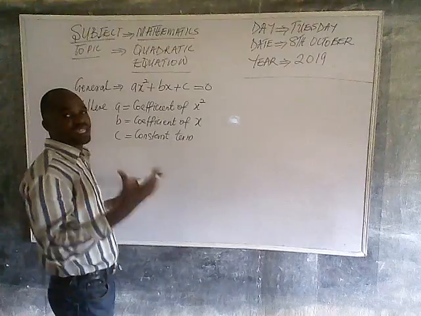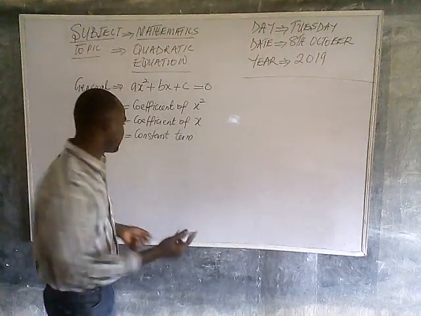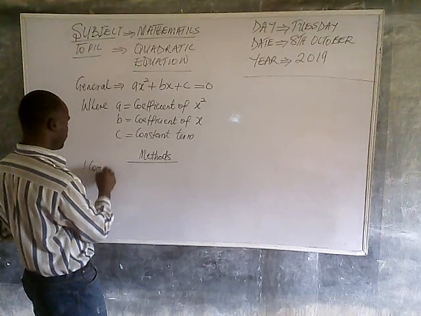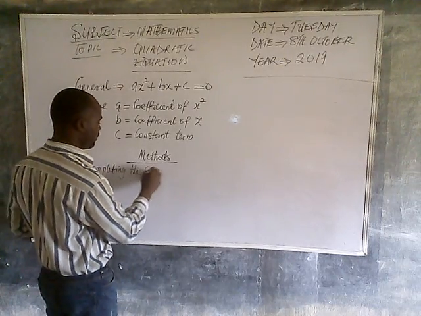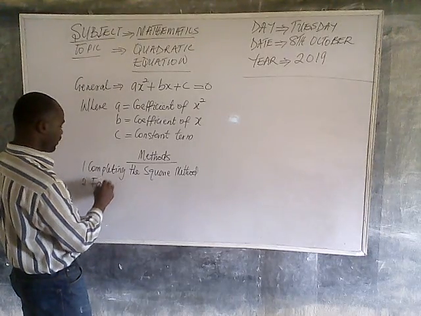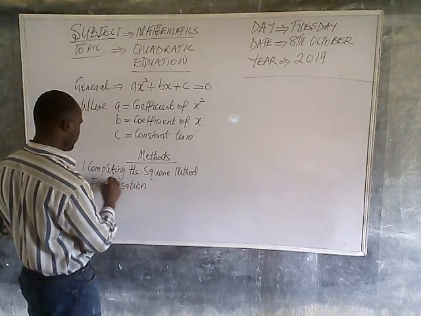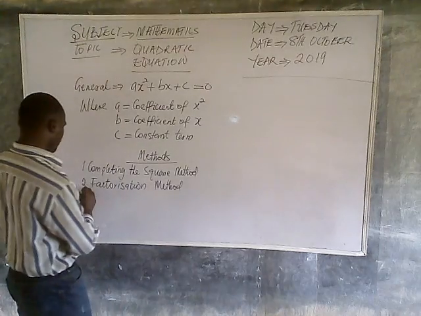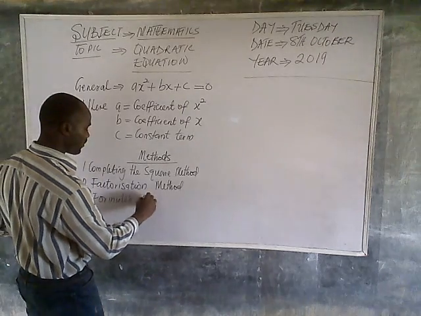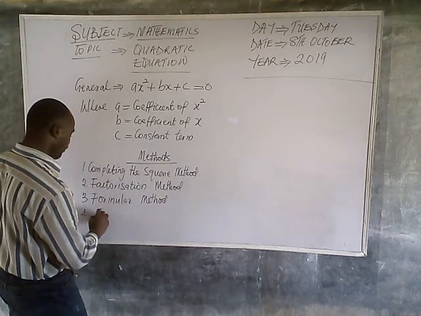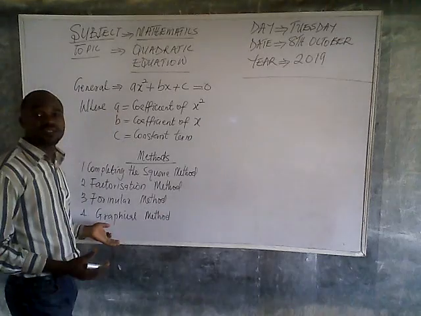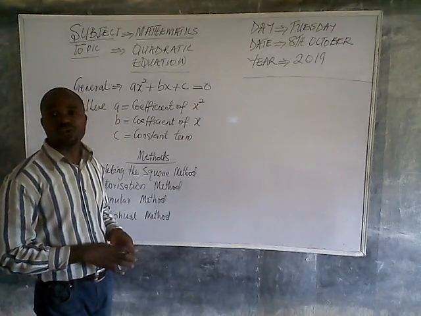Okay. And having said that, there are 4 methods of solving quadratic equation, and they are as follows. Okay, we have methods. One is completing the square method. That's method 1. 2 is the factorization method. Method 3 is the formula method. And then 4 is the graphical method. So these are the 4 methods that can be applied in solving any quadratic equation.